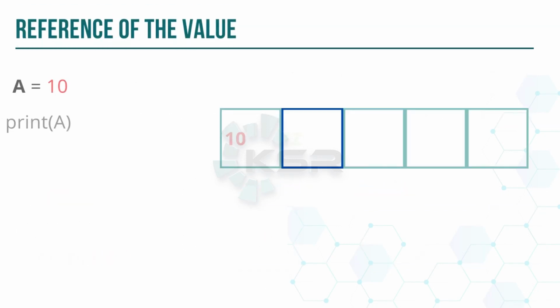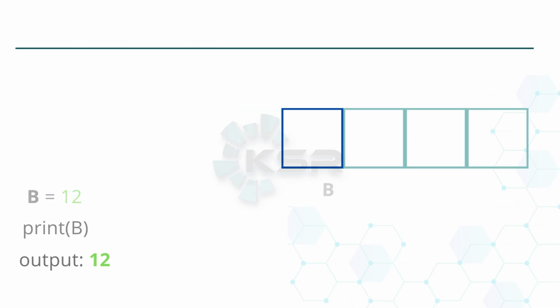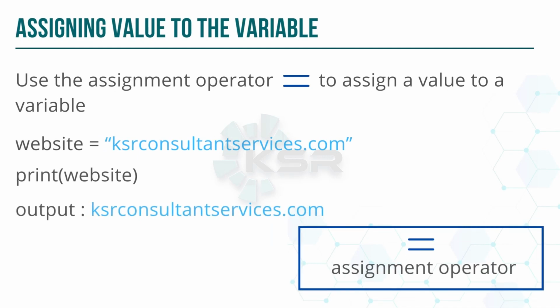Similarly, if I say b equals to 12, there is a memory where 12 is getting stored, and the name of this particular block of memory is b. So this is variable creation.